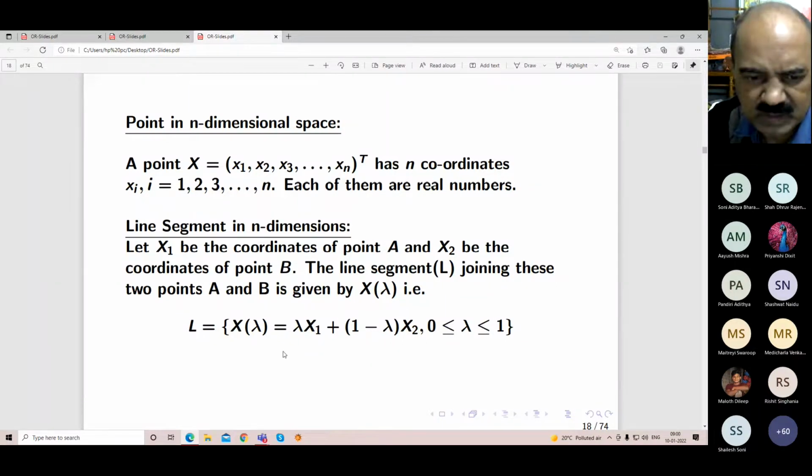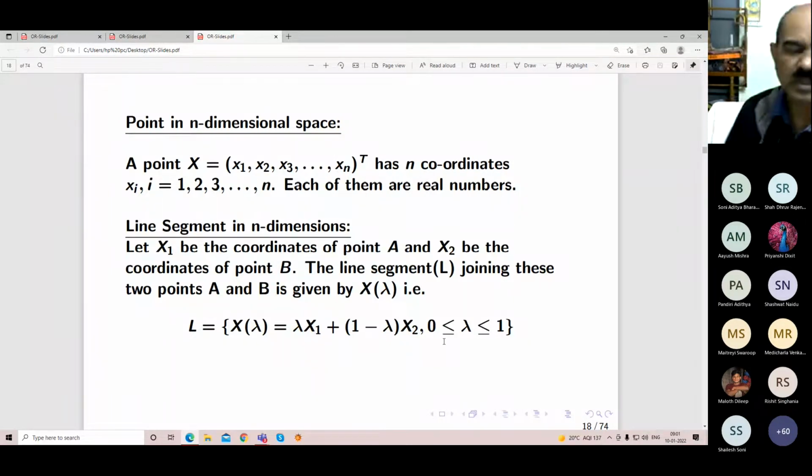For example, let me say two points. Let us say the first point is x1, y1, and the second point is x2, y2. Then it is lambda times the first point plus 1 minus lambda times the second point. What about lambda? Lambda varies in the interval 0 to 1. So this gives the line segment.